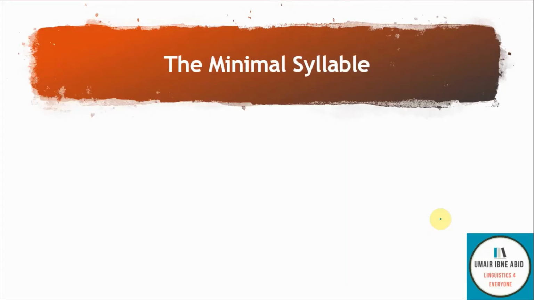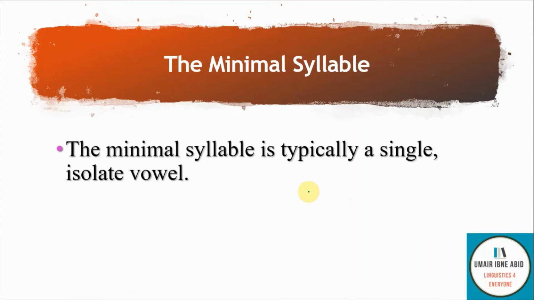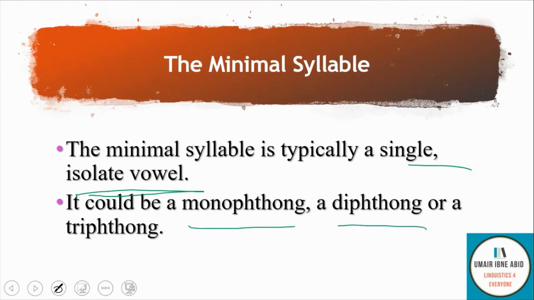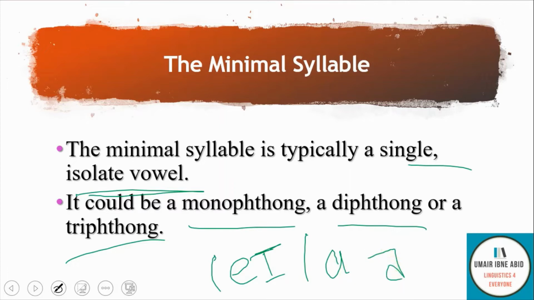Now what could be the minimal syllable? The minimal syllable is typically a single isolated vowel. A single isolated vowel is the minimal syllable. It could be a monophthong, diphthong or a triphthong. The example of a monophthong is, for example, if I say this is a book, so here this is the transcription of a. Sorry, this is not a monophthong, actually this is a diphthong. And the example of a triphthong is, for example, an hour. This is the pronunciation of hour.